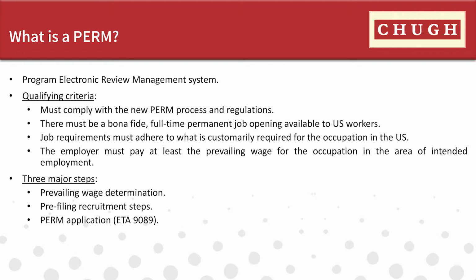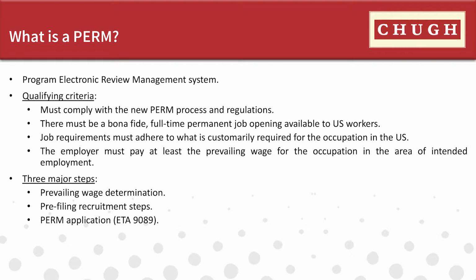So first and foremost, in order to understand the PERM process, we have to ask, what is a PERM? PERM stands for Program Electronic Review Management System, and it is ultimately a permanent labor certification that allows an employer to hire a foreign worker to work permanently in the United States. However, before the U.S. employer can submit an immigrant petition to the Department of Homeland Security's U.S. Citizenship and Immigration Services, in other words USCIS, the employer must first obtain a certified labor certification application from the DOL's Employment and Training Administration, ETA.